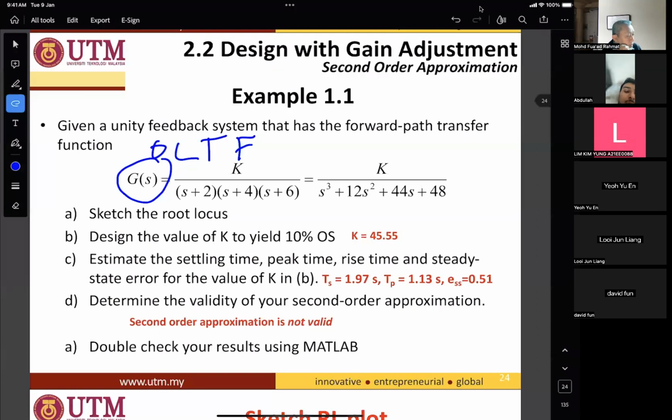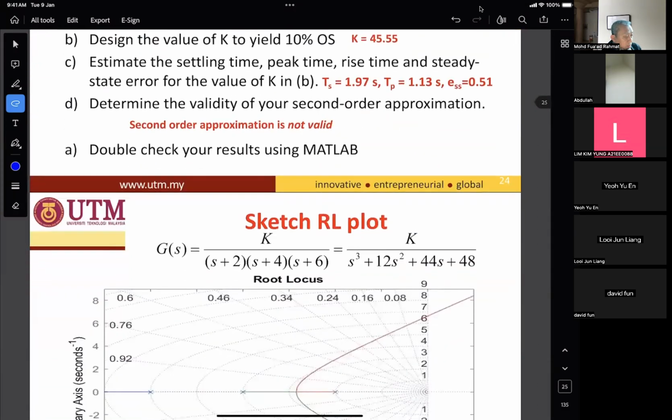This one is very easy. Just use the reference graph. No need to remember the formula. Estimate the settling time, peak time, rise time, and steady state error for the value of gain K that you achieve in B. And then check the second order approximation validity and double check using MATLAB.